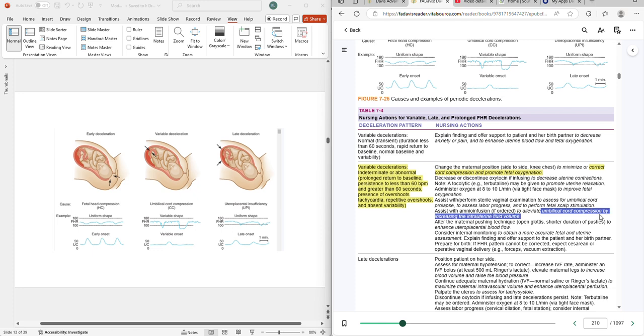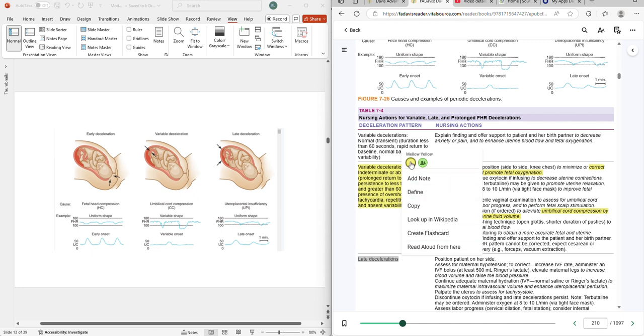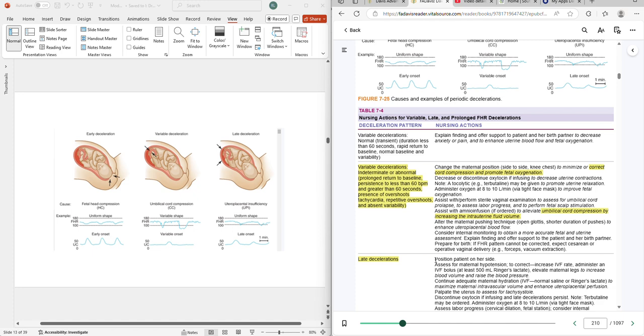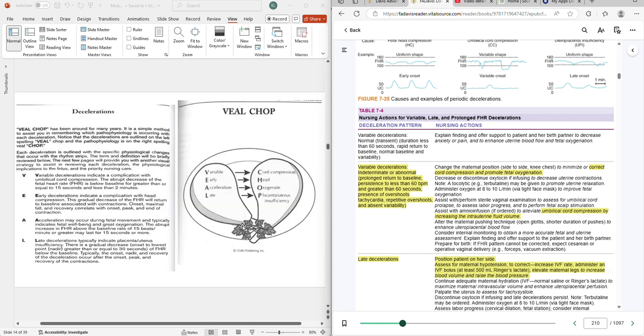There's a good chance it may be a cord compression, cord prolapse even, and then what are you going to do? For late decels, this is the worst, okay? We never, ever, ever want late decels. It's the worst. We're doing all the things for the LIPIT, and I'll show you that. So this is the VEAL CHOP, okay?